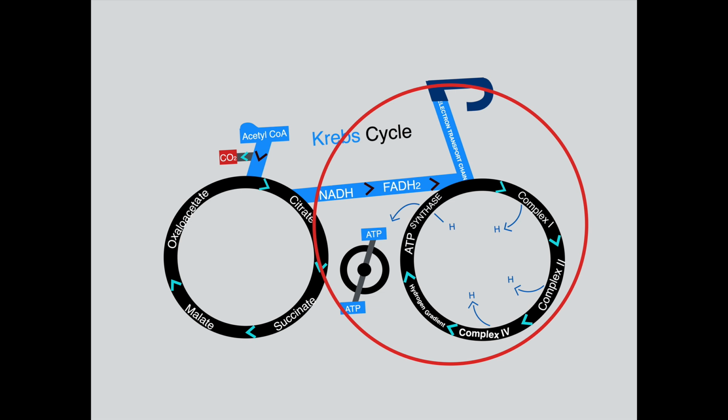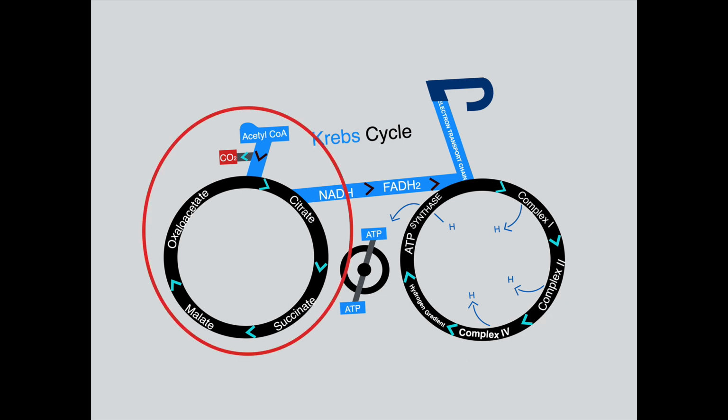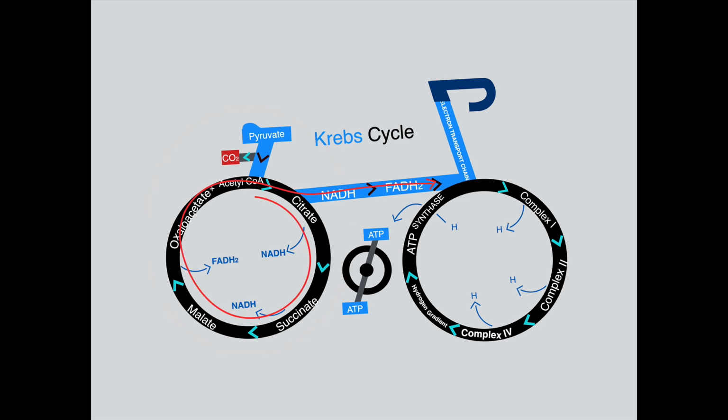So real quick, just to go back, what's the point of this first cycle? The point of this first cycle is to take those pyruvates that came from the cytoplasm, that came from glucose, to take those pyruvates and extract or repackage that energy into NADH and FADH2. That's the main point of that first half.